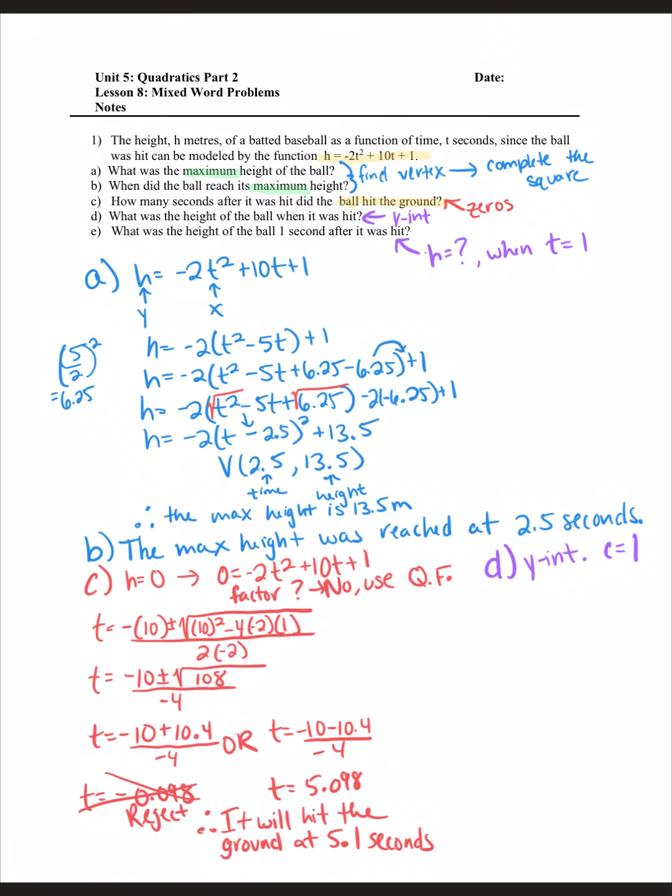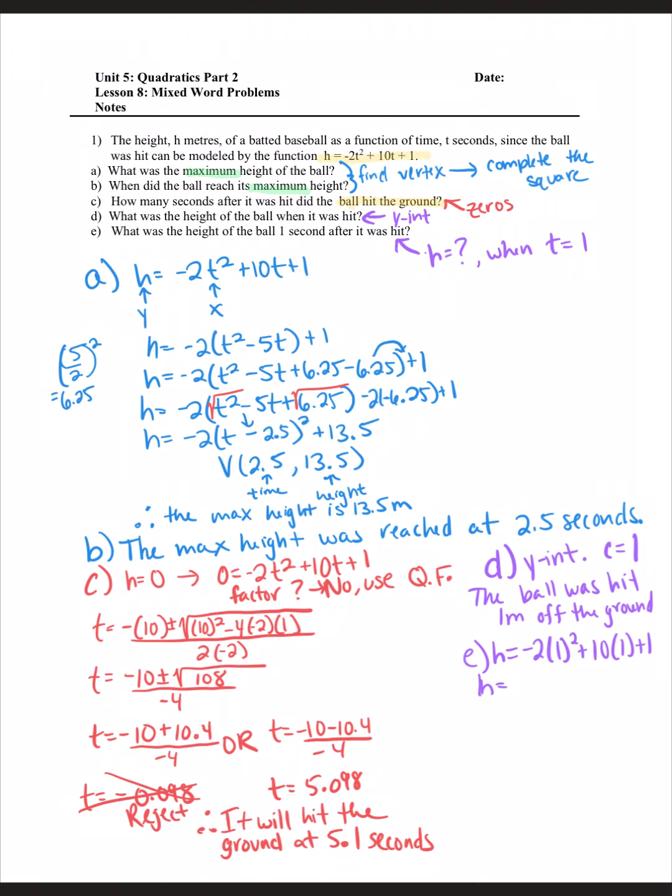So we can say the ball was hit 1 meter off the ground. Okay, and then our last question, question e, what was the height of the ball when t is 1? So we're going to sub in a 1 for our t. So we're going to have negative 2 times 1 squared plus 10 times 1 plus 1.